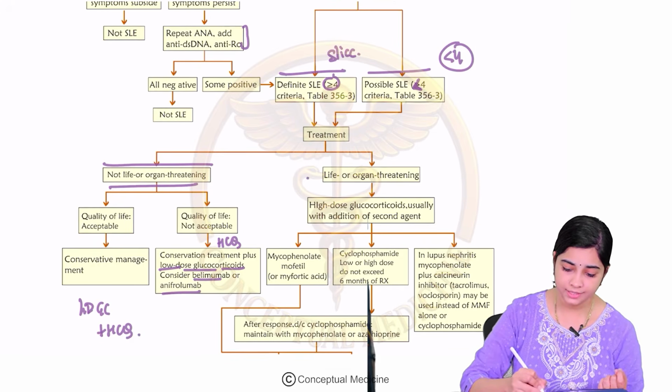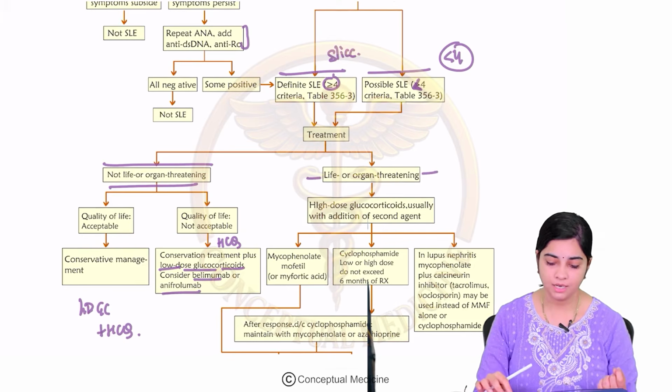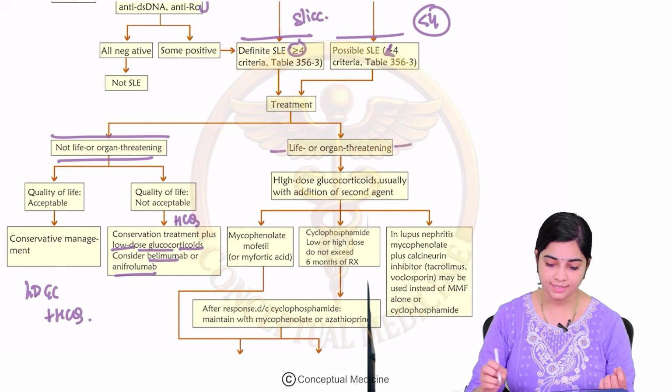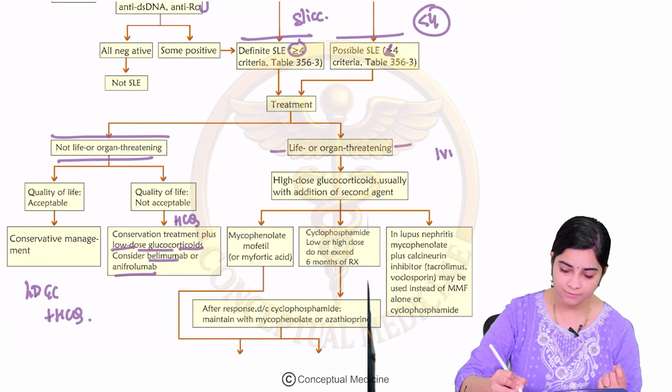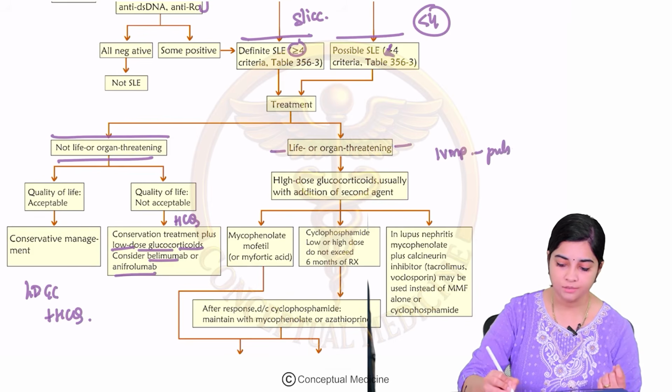Now, if there is a life-threatening organ involvement, then the patient will require high dose glucocorticoids and a secondary agent. So most of the time we give IV methylprednisolone, and this is what we give as the pulse therapy.